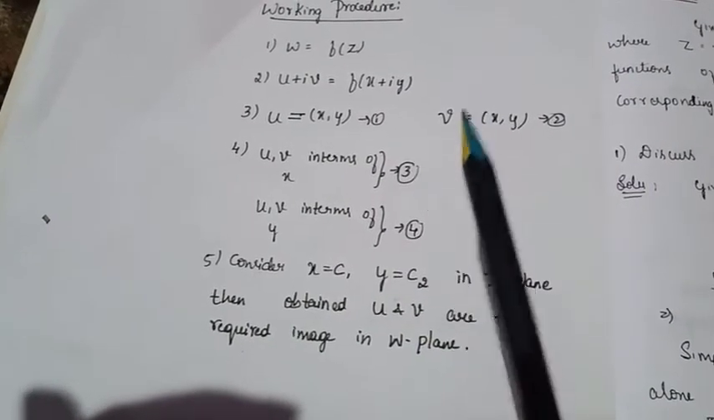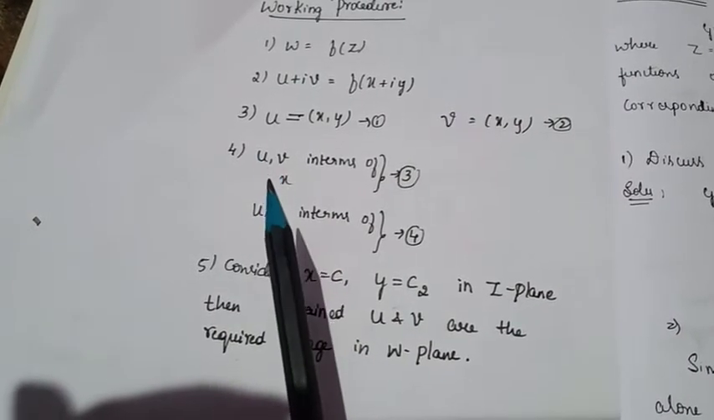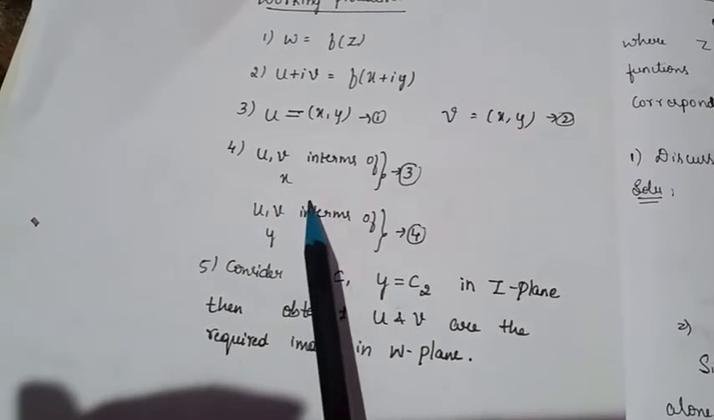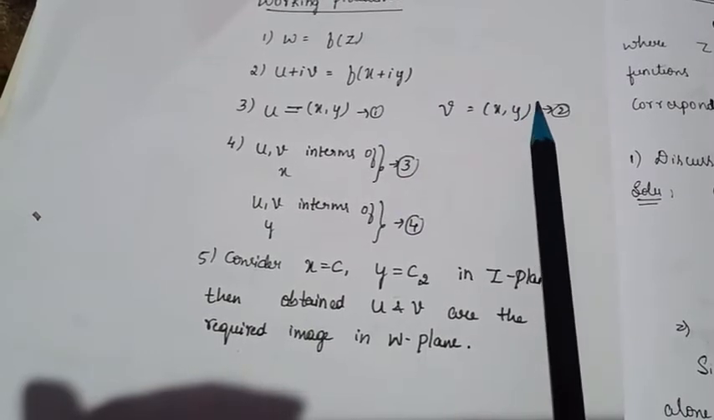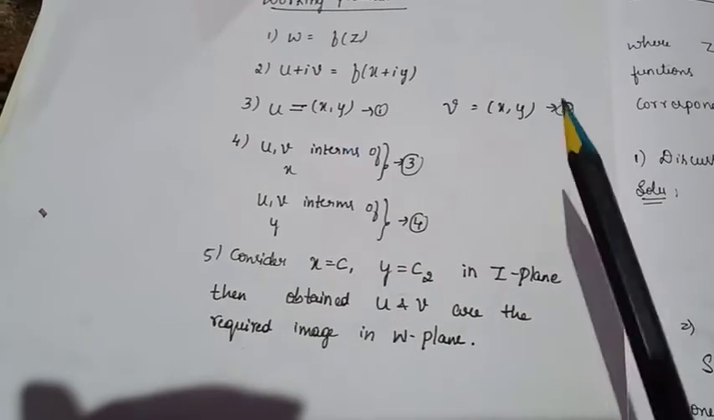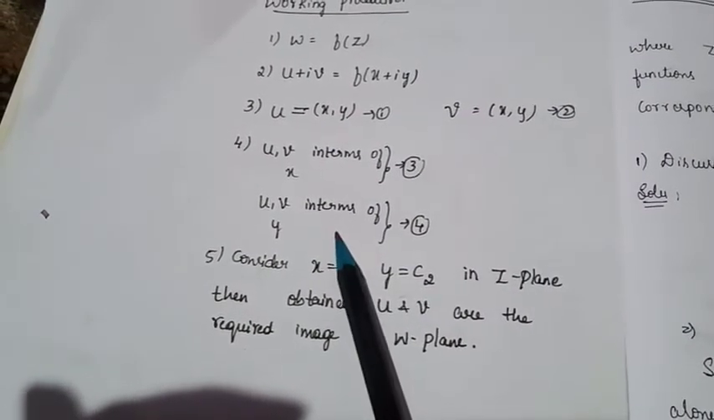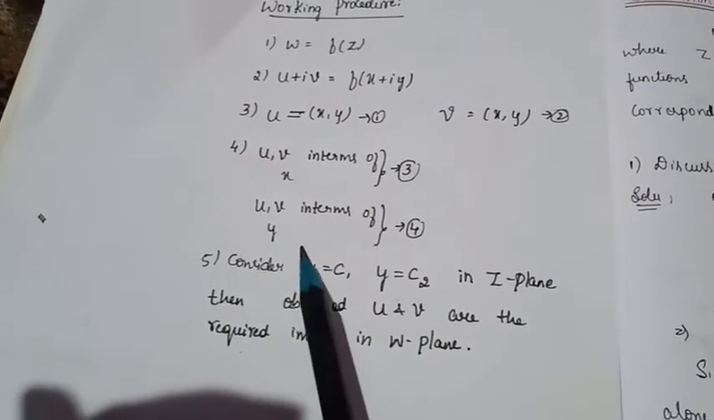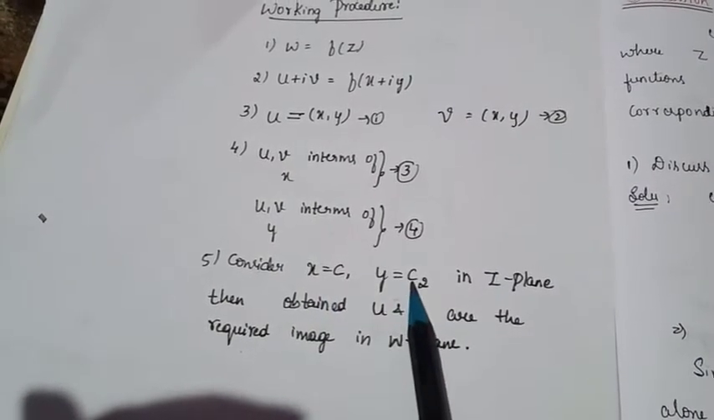After that, we have to form another two equations such that one equation contains u and v in terms of x. That means we eliminate y from the first and second equations and consider that equation as 3, u and v in terms of x. Similarly, by eliminating x from the same two equations, we form one more equation in terms of y. After that, the last step is we consider two constants in the z plane, that is x = c1 and y = c2.